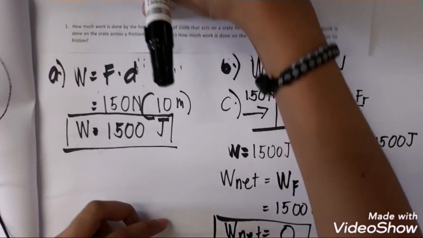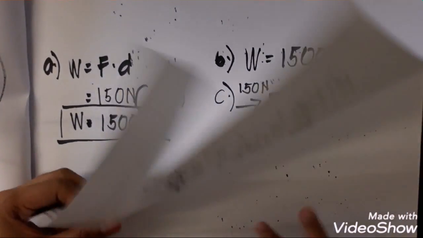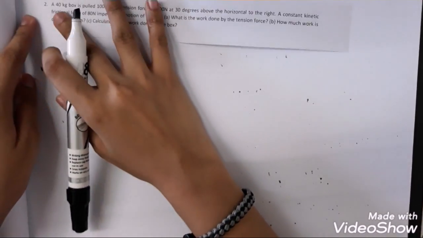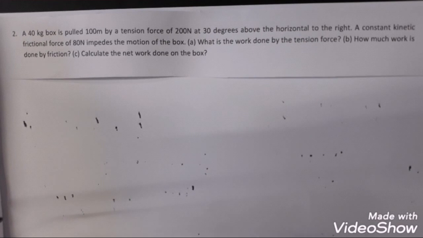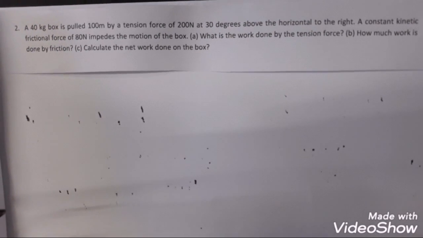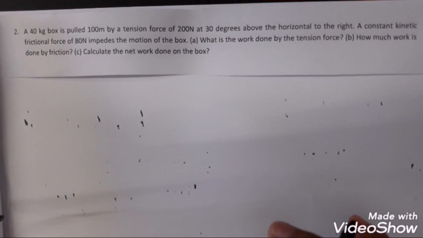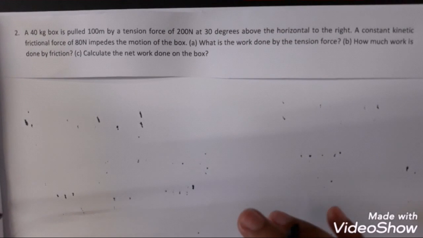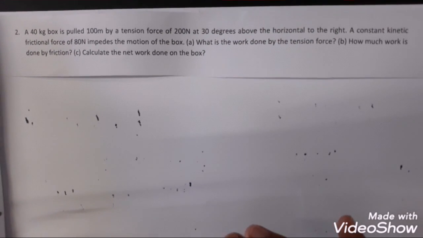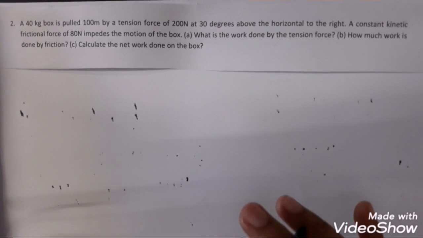Now let's move on to our second question. So the question is, a 40 kilogram box is pulled 100 meters by a tension force of 200 Newton at 30 degrees above the horizontal to the right. A constant kinetic frictional force of 80 Newton impedes the motion of the box.